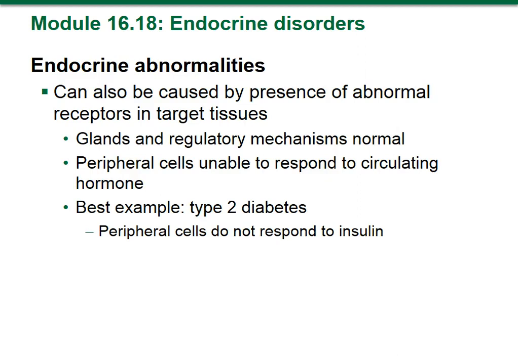It can also be caused by the presence of abnormal receptors in the target tissue, so they just don't respond. Your glands and regulatory mechanisms may be normal, but again, the peripheral cells that are supposed to respond aren't going to respond to the circulating hormone. And a real good example we've already talked about, type 2 diabetes. Peripheral cells do not respond to the insulin.